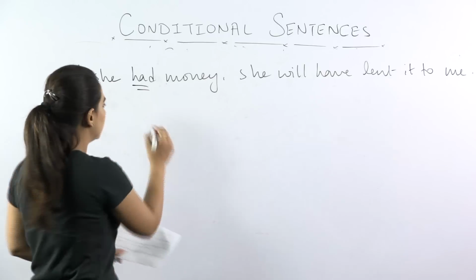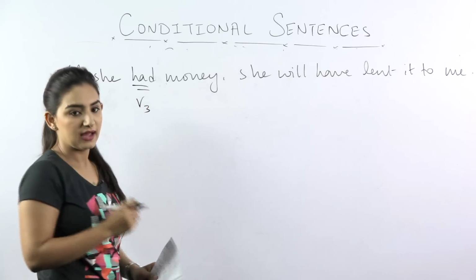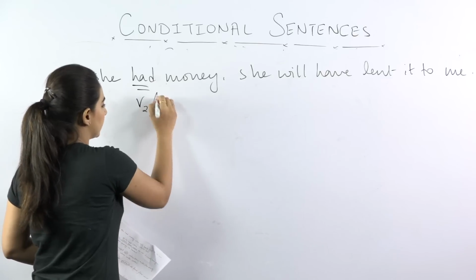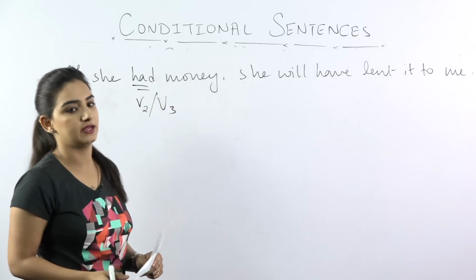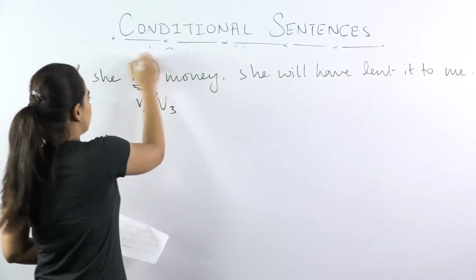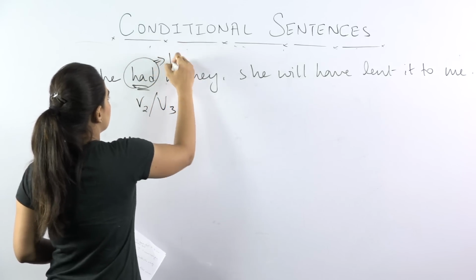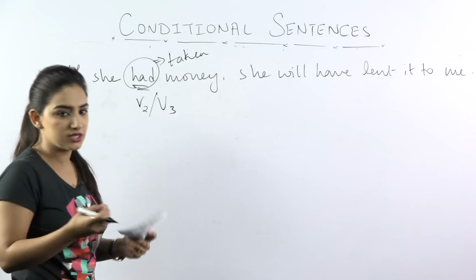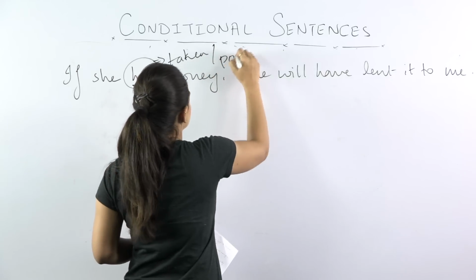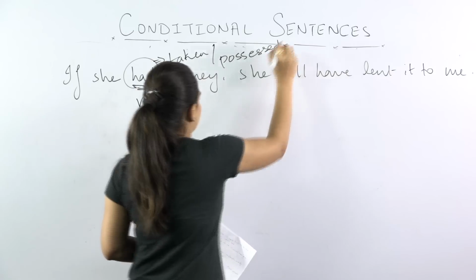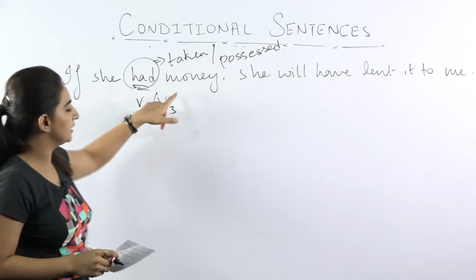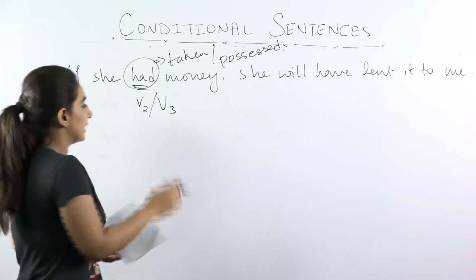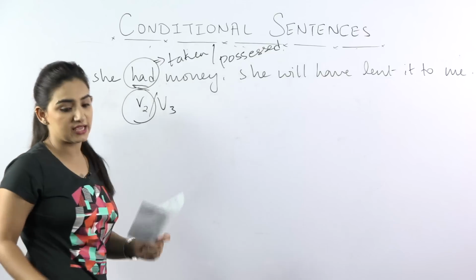Had verb का third form भी होता है. Had is verb's third form, or rather I would say had is verb's second or third form. दोनों होता है. Had यहाँ पर it means taken, or possessed. If she had money, अगर उसके पास पैसा होता, अगर उसके पास पैसे की possession होती, that means it is given in verb's second form.